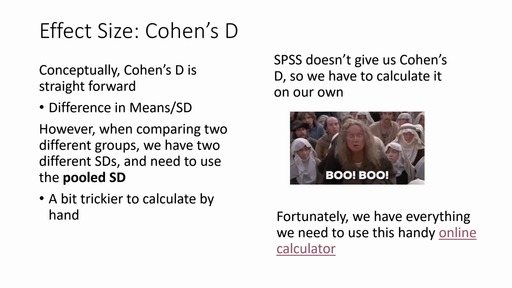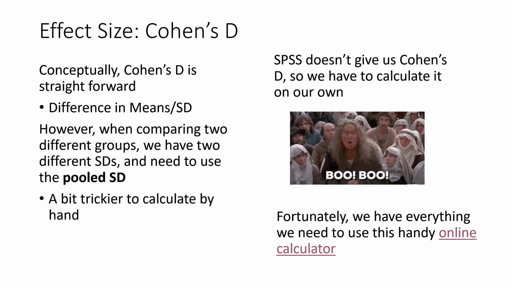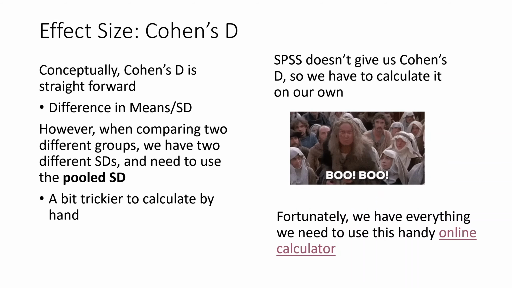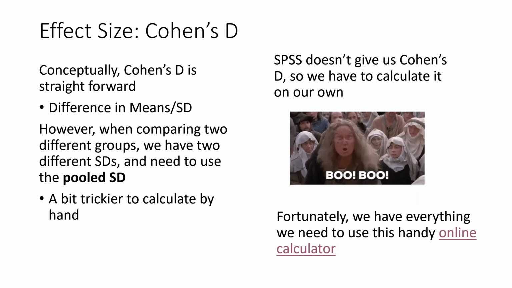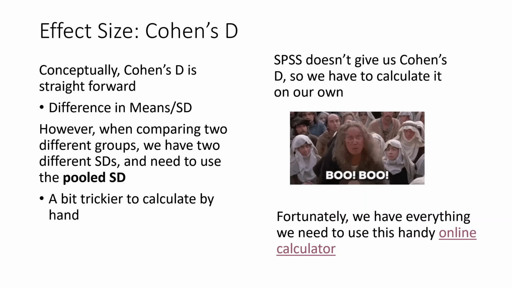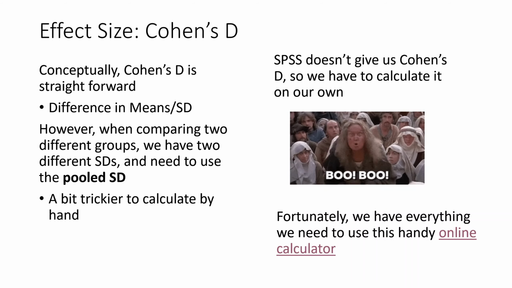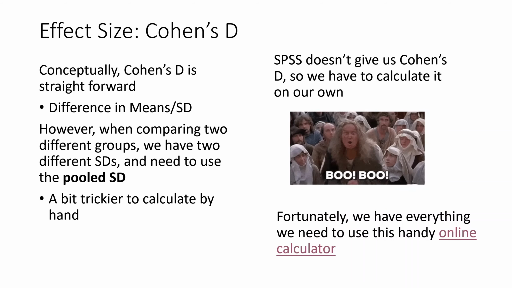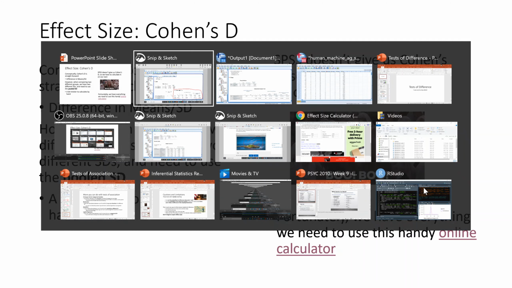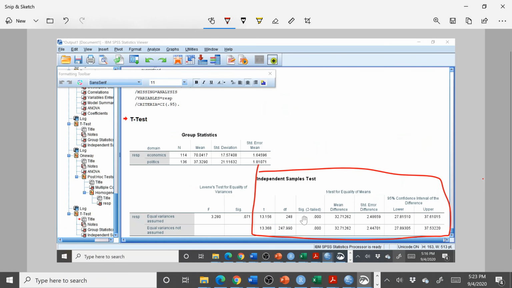However, we have two different groups, and they have two different standard deviations. So we need to use what's called the pooled standard deviation, and this is a bit trickier to calculate by hand. Unfortunately, SPSS doesn't do this for us, so we have to calculate it on our own. However, fortunately, there is an online calculator that will have everything we need. So let's go back over to this window here.